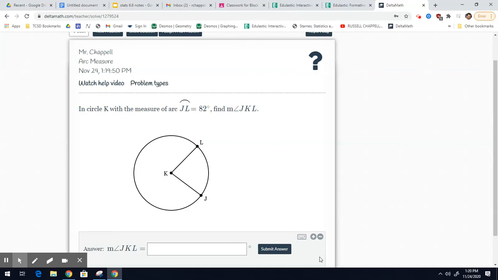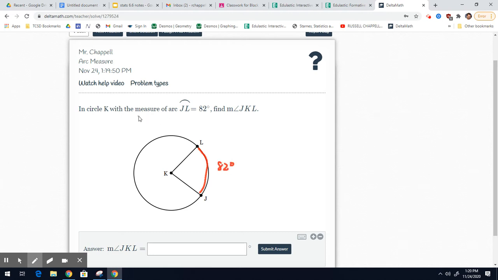All right, geometry. Here's some problems involving arc lengths and whatnot. So it says in circle K, the measure of arc JL is 82 degrees. Find the measure of angle JKL. So they're telling us that this arc right here, JL, is 82 degrees.